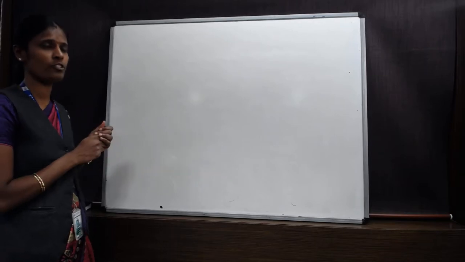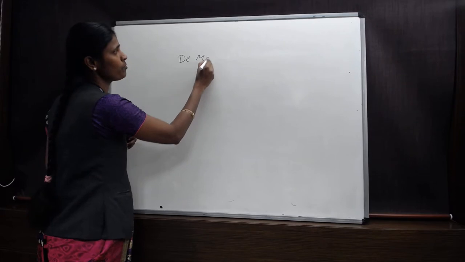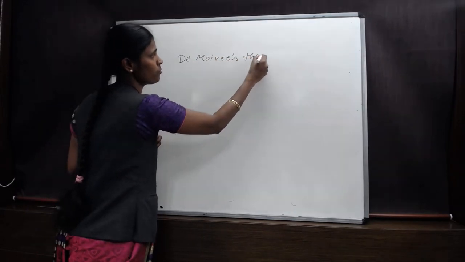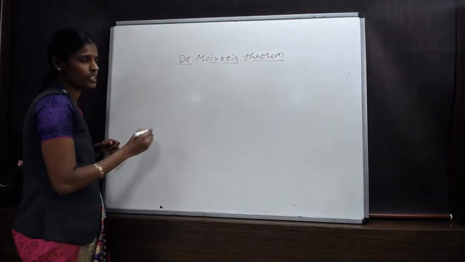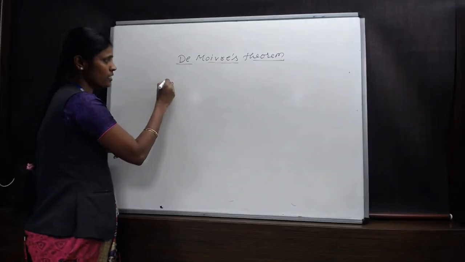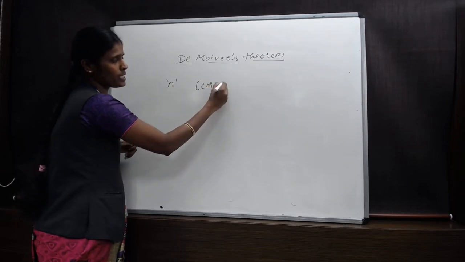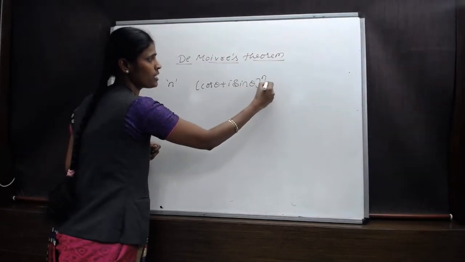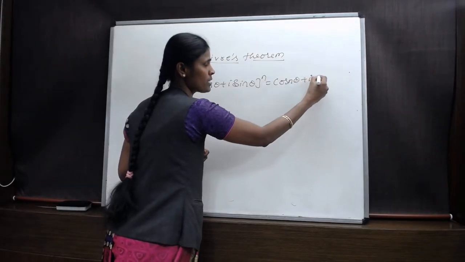Hello viewers, now we are going to discuss the concept De Moivre's theorem. The statement for this is, for n any integer, (cos theta plus i sin theta) to the power of n is equal to cos n theta plus i sin n theta.